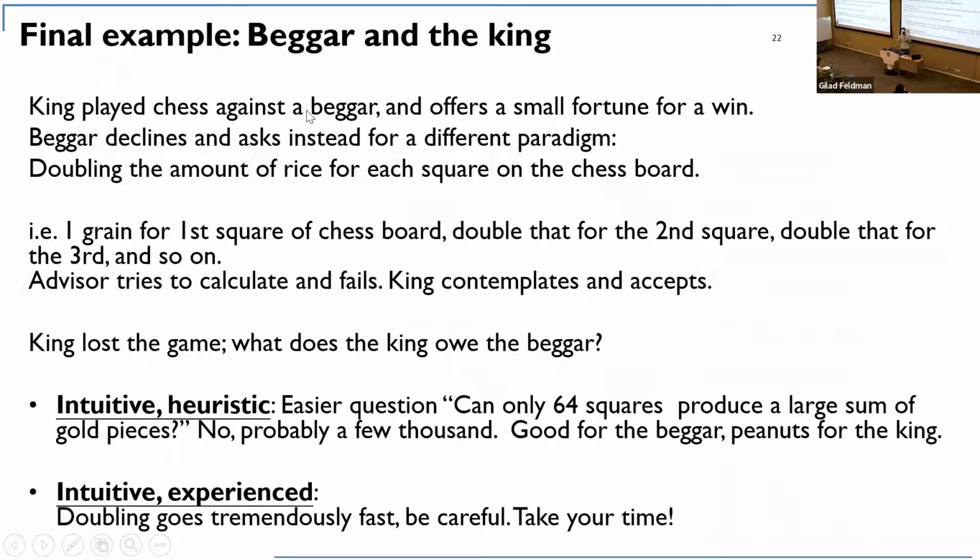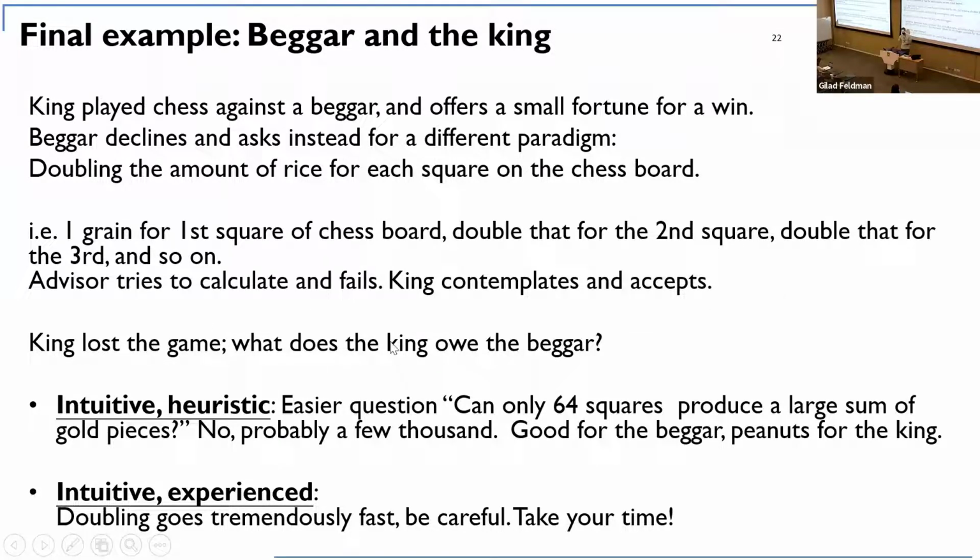The king played Chinese chess against the beggar, and offers a small fortune for a win. The beggar declines and asks instead for a different payment. He tells the king, instead of giving me a small fortune, how about you double the amount of rice for each square on the chessboard? So we start with 1 grain for the first square, double that for the second square, double that for the third square, and so on. The king's advisor back then had no way to calculate this, no mobiles and no way to look it up. So he tries to calculate and fails, and then the king contemplates and accepts.